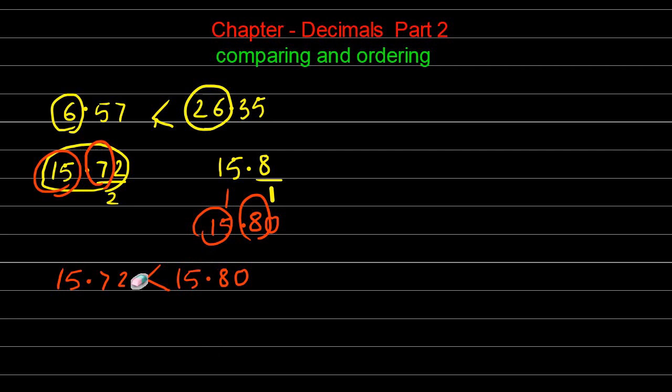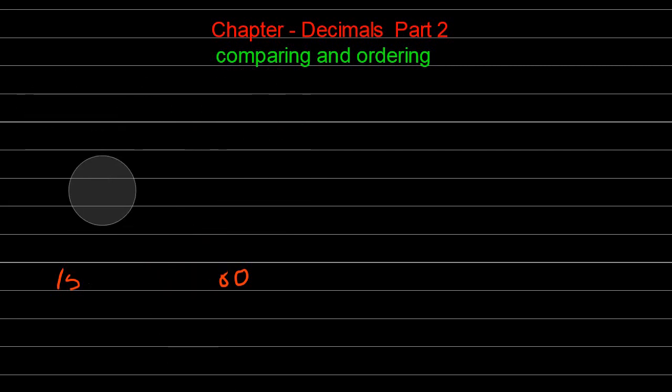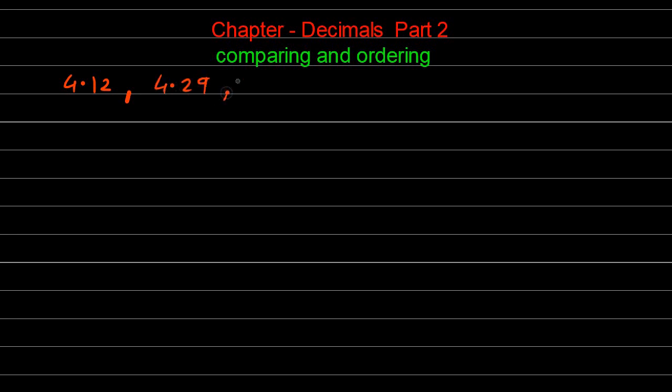And now you will have some questions in comparing itself where you need to find out which is greater and which is smaller, like ordering them, arranging them into ascending or descending order. So let's see some example, that is 4.12, then 4.29, 4.08, 4.9 and 4.173.